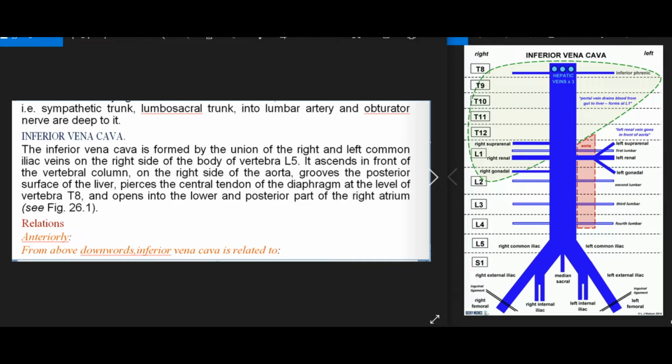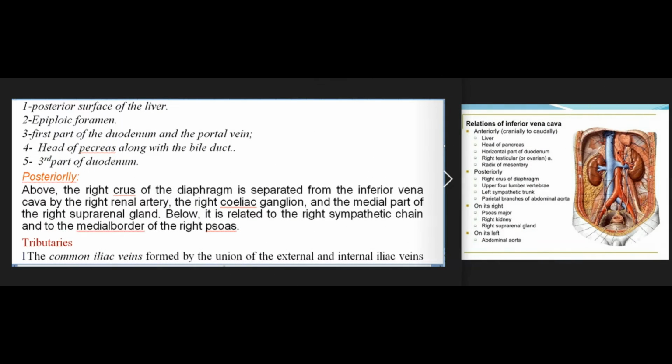Relations. Anteriorly, from above downwards, the inferior vena cava is related to: 1. Posterior surface of the liver. 2. Epiploic foramen. 3. First part of the duodenum and the portal vein. 4. Head of pancreas along with the bile duct. 5. Third part of duodenum.